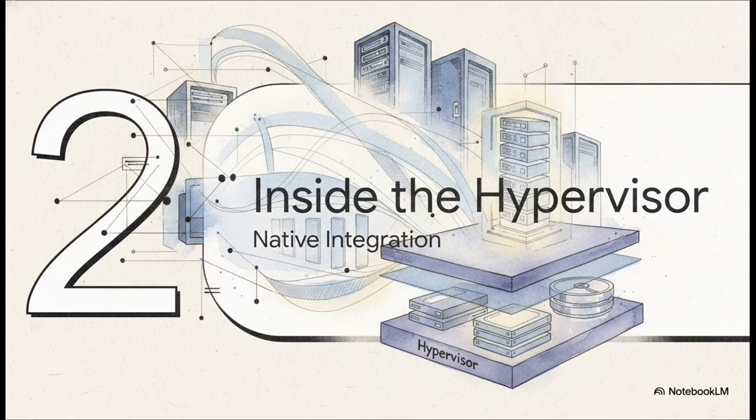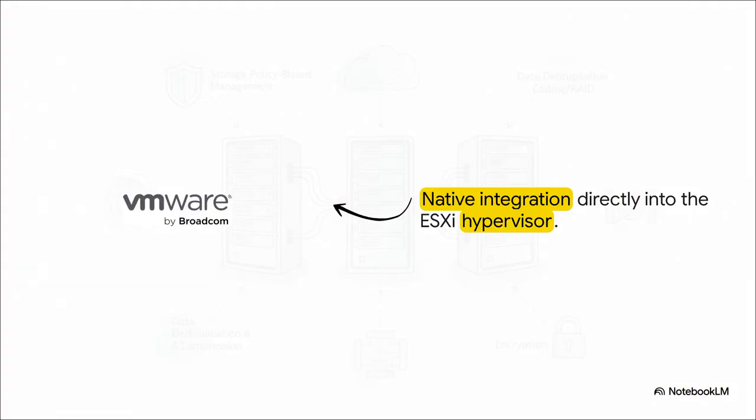Moving on to part two, inside the hypervisor, looking at native integration. Look, where a storage solution physically lives absolutely dictates its performance. The magic of vSAN is where the integration happens. It's baked right inside the ESXi hypervisor. Unlike other infrastructure solutions out there that have to rely on clunky, resource-heavy virtual storage appliances just to route data around, vSAN is natively integrated. It processes I/O at the low-level kernel space of the hypervisor itself.